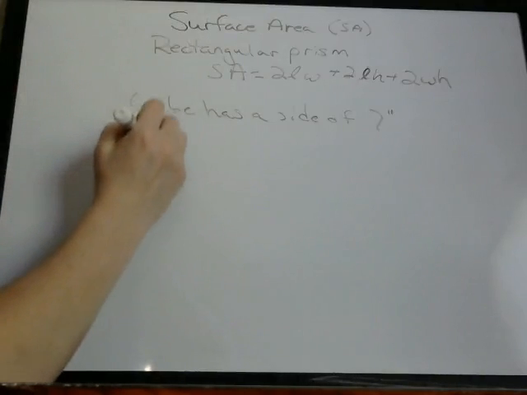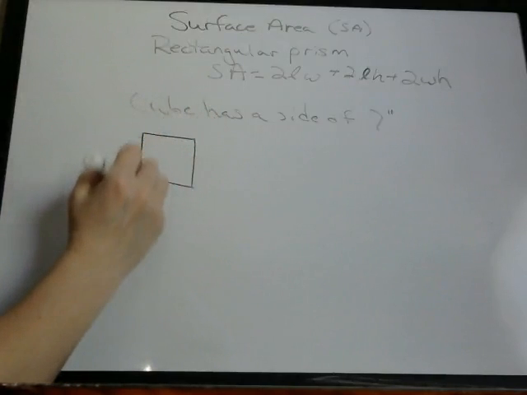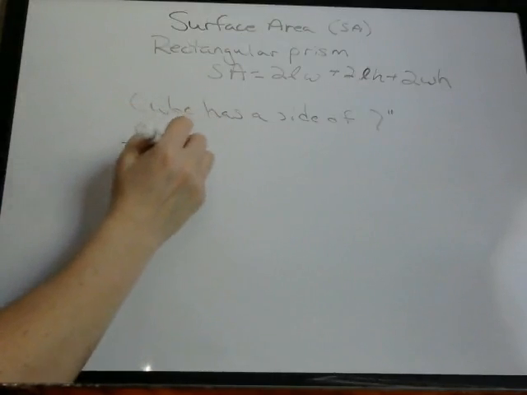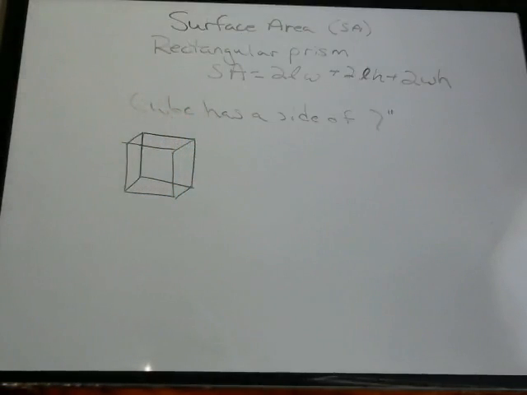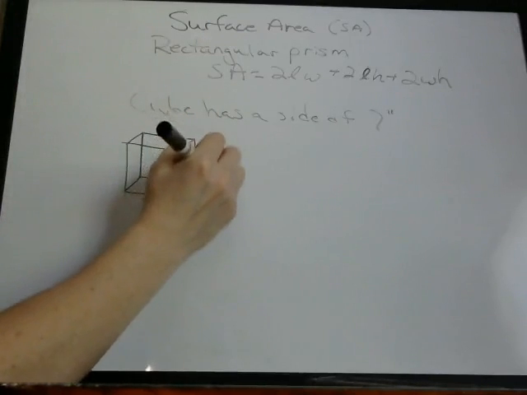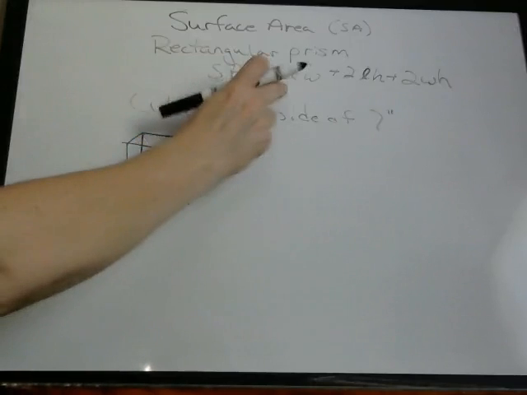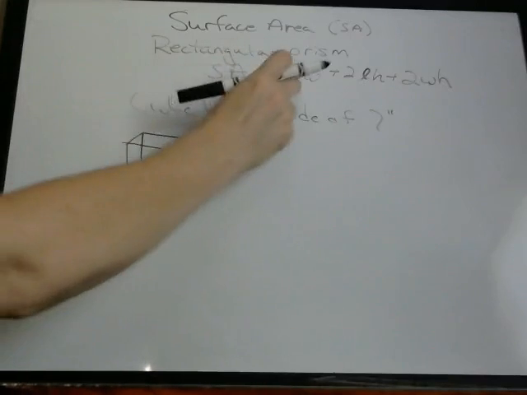So remember, a cube is essentially a 3-dimensional square. So all of the sides have the same dimensions in a cube. So we can still use the same formula. It's just that the length is going to be 7, the width is going to be 7, and the height is going to be 7. They're all the same dimensions, but we can still use this same formula. There is a shortcut, but let's just walk through the formula.